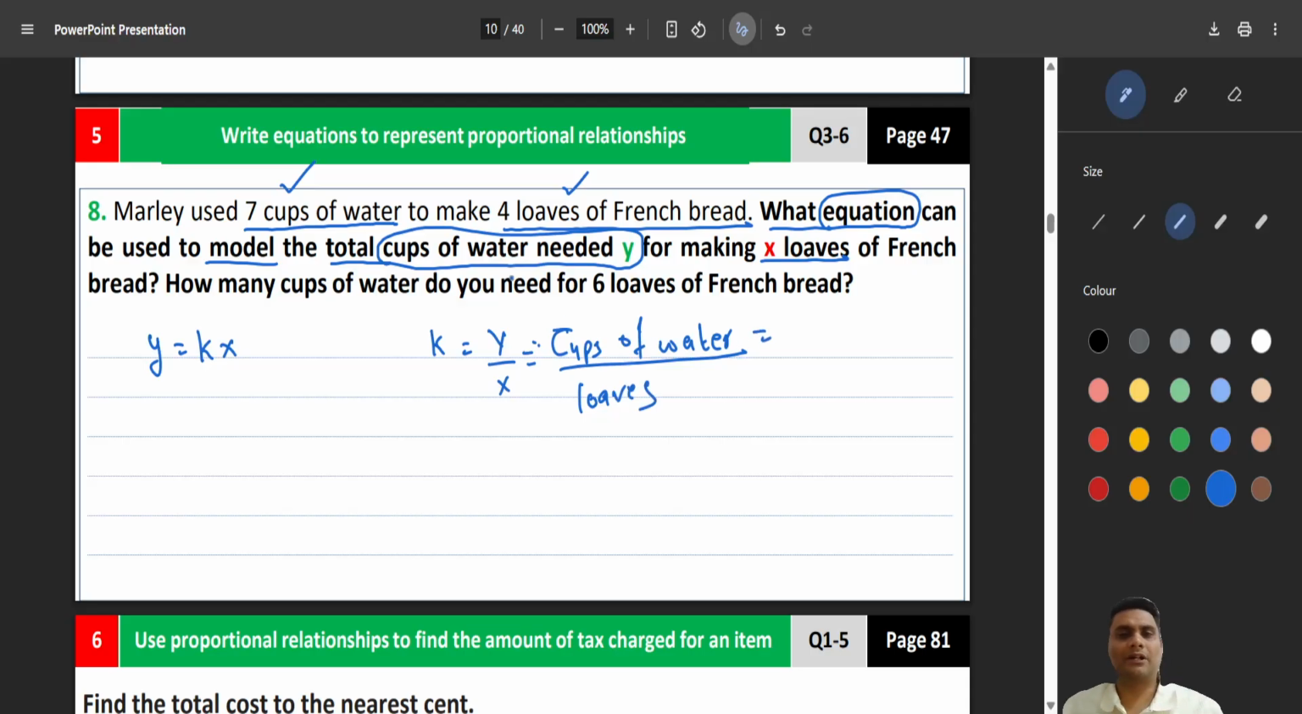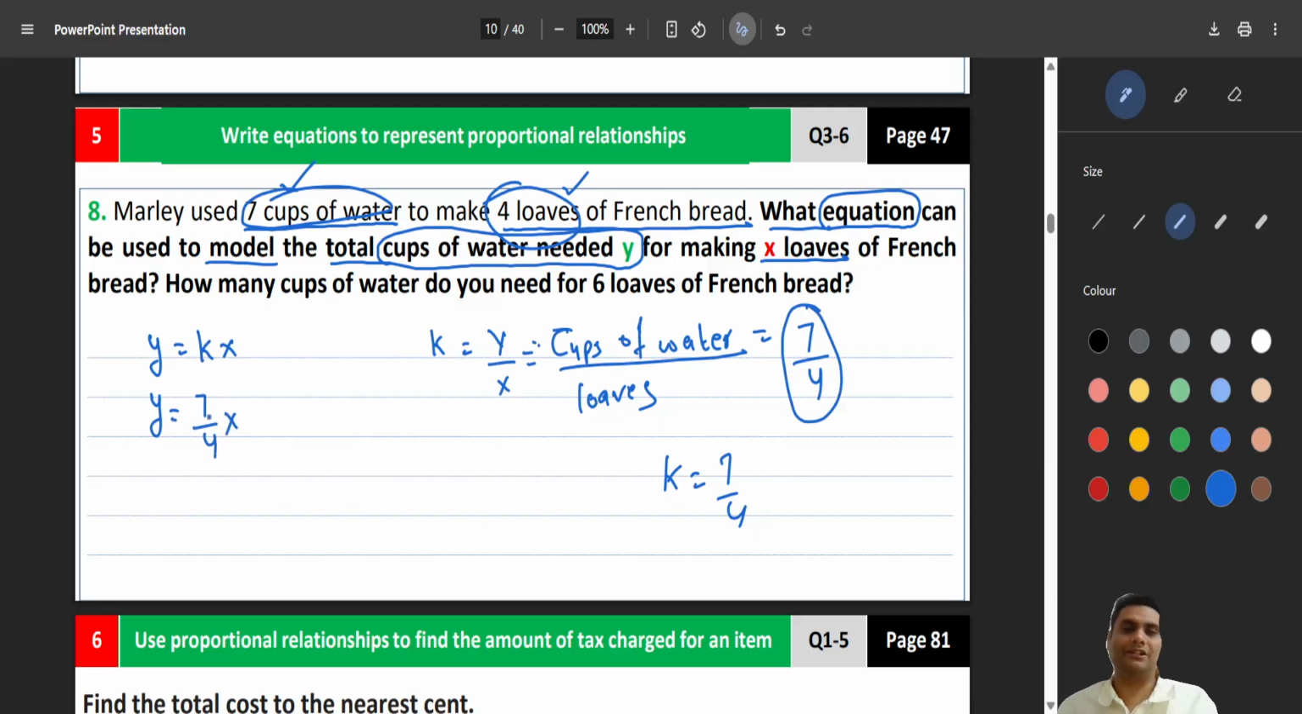Now, how many cups of water are given here? 7. So I will put 7 here. And how many loaves of bread are given? 4. So 7 over 4. So I cannot divide the 7 by 4. I will just keep it as it is. My k is 7 over 4, right? Let me put it back into the equation. This will become y equals 7 over 4 x. This is my equation, right?